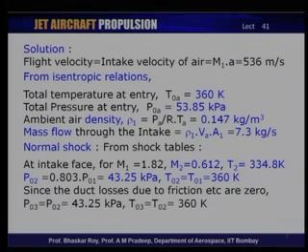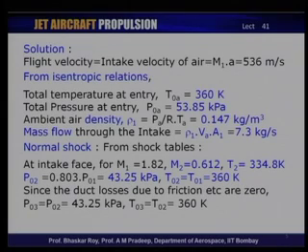The ambient air density, which you can calculate from the ambient pressure and temperature that is prescribed, would be 0.147 kilograms per meter cube. Correspondingly, one can find the mass flow through the intake system, which is the mass flow of air through the engine, and that would be rho 1 V A into A 1, and that would be 7.3 kilograms per second.